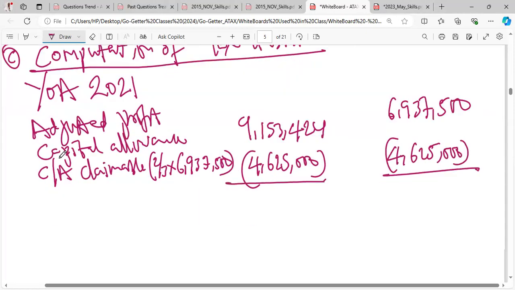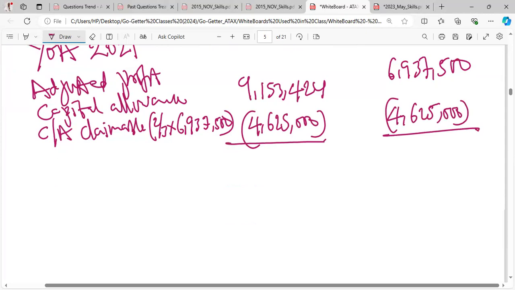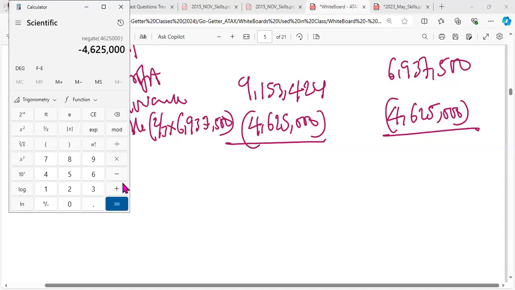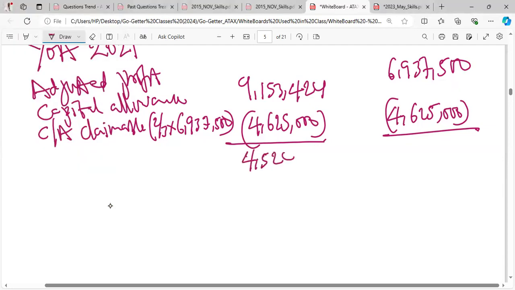So what next do you do? Look for the capital allowance to be carried forward. I'll remove this from 9,153,424. So I have 4,528,424. So this is capital allowance carried forward.